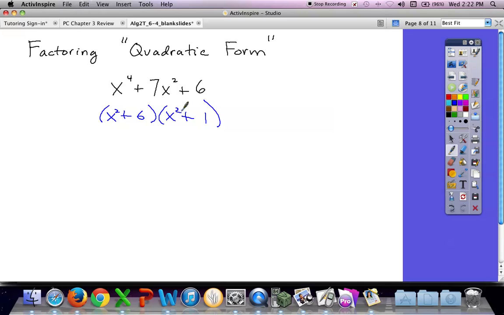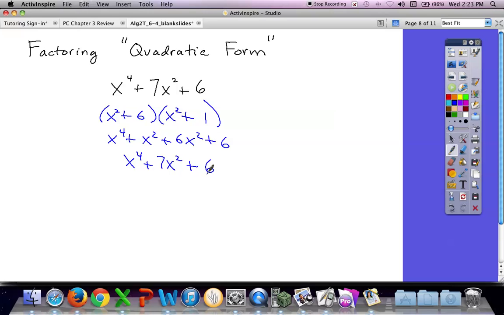If you're not sure about it, just FOIL it to see how that would work. That would be x squared times x squared is x to the fourth. x squared times 1 is plus x squared. x squared times 6 is plus 6x squared. And 6 times 1 is 6. So there's our x to the fourth plus 7x squared plus 6.